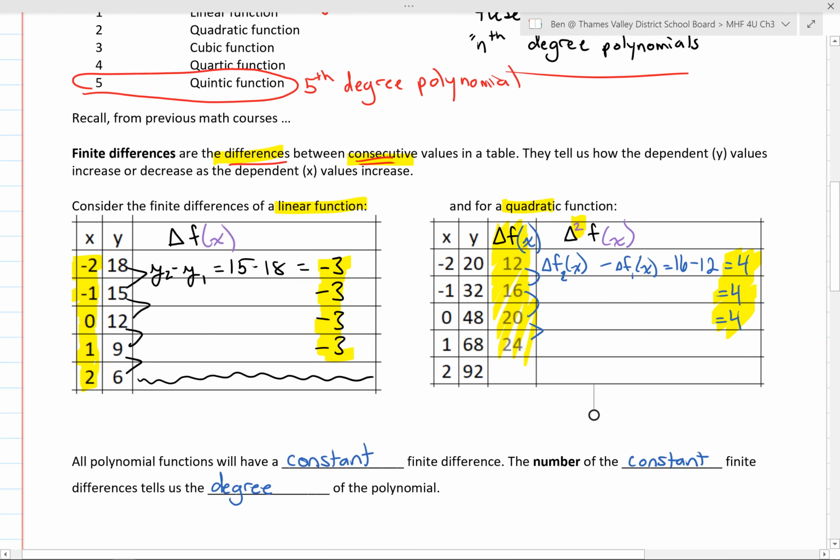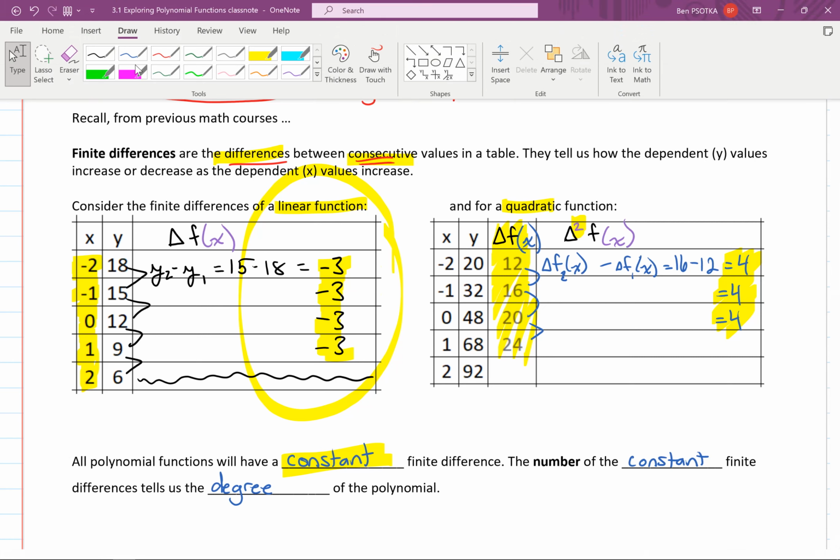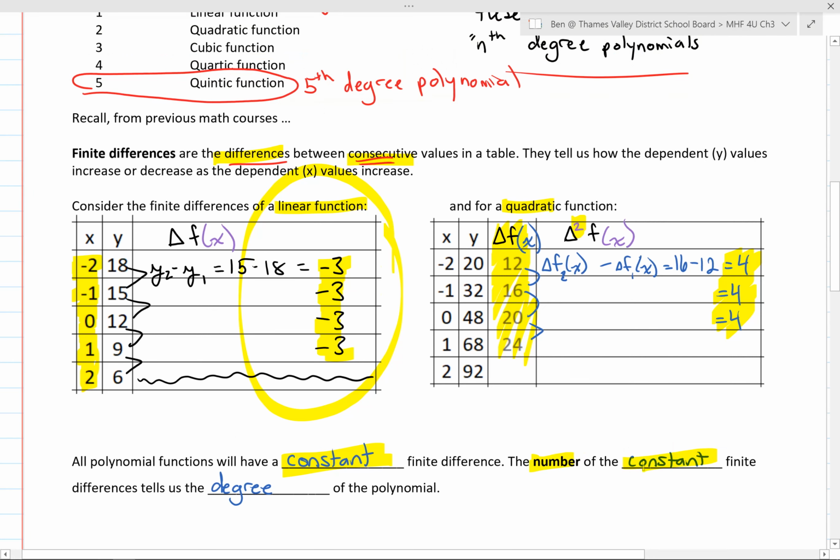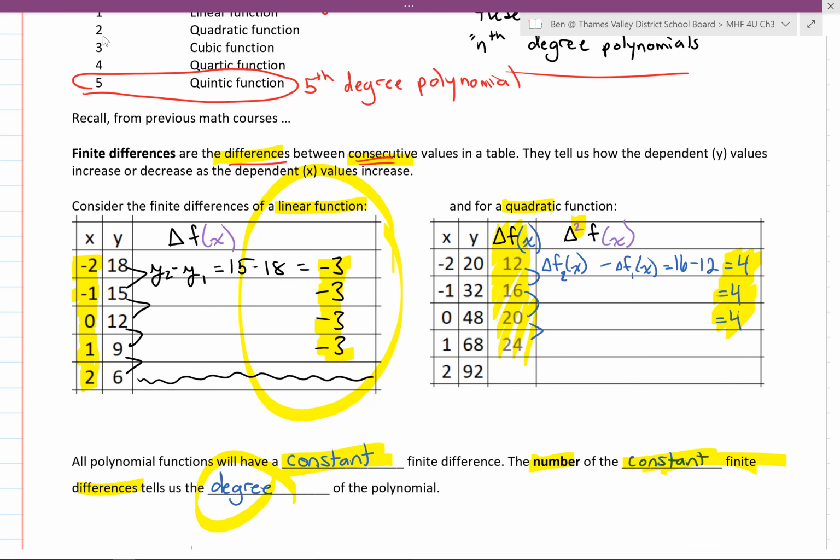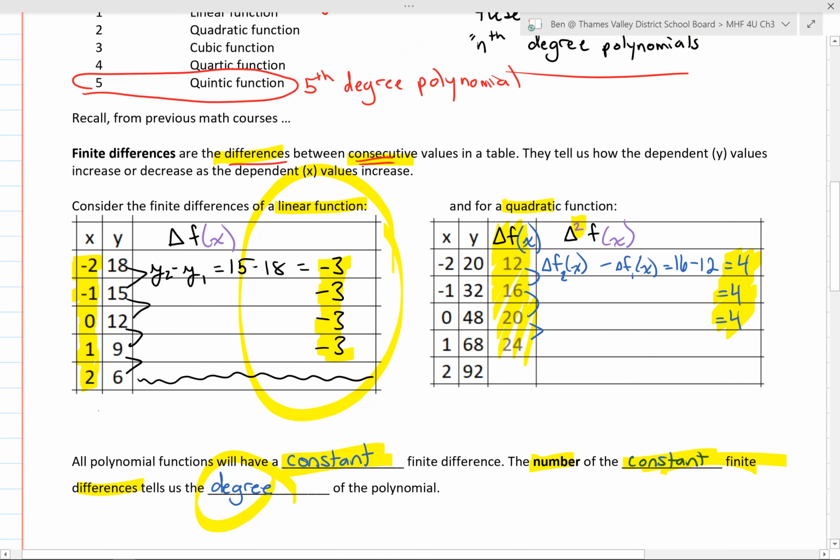So all polynomials, every single polynomial function, will have a constant finite difference. The number that is constant, so if it's your first finite differences, that means your degree is 1. So the number of the constant finite differences tells us which degree we're working with here. So again, that is our degree equals 1 here, and that is a linear function, right?